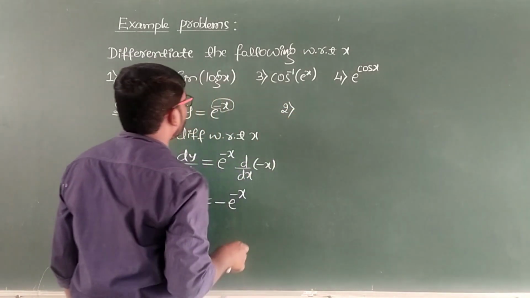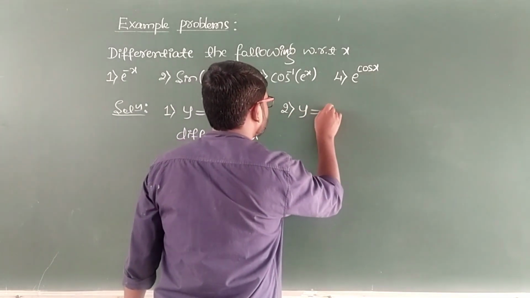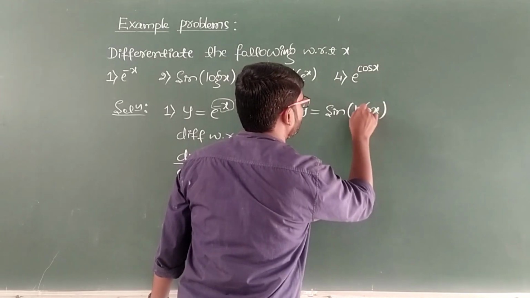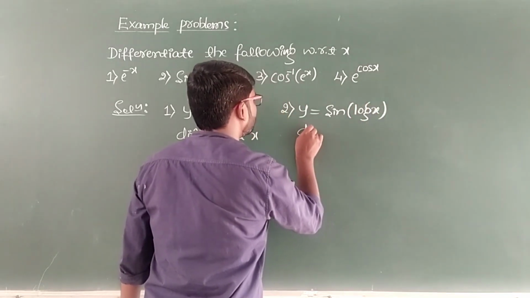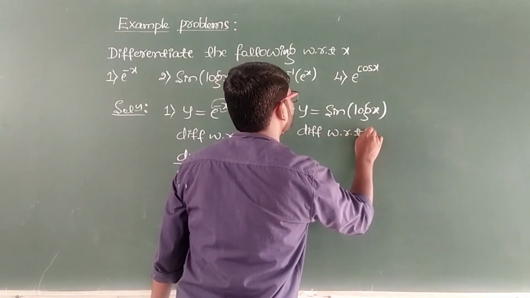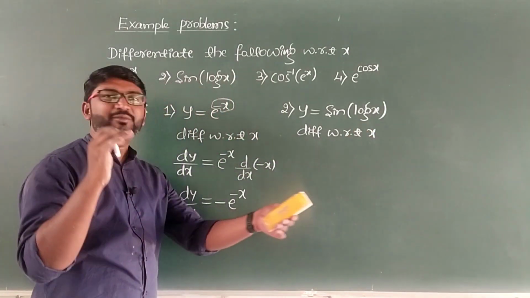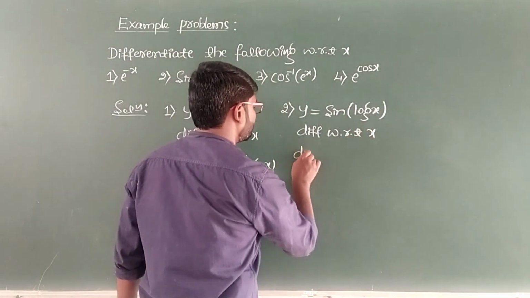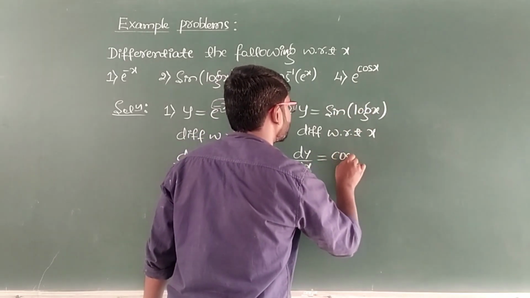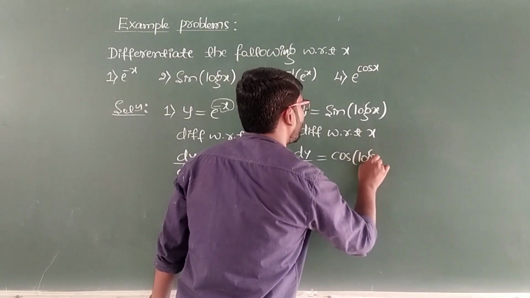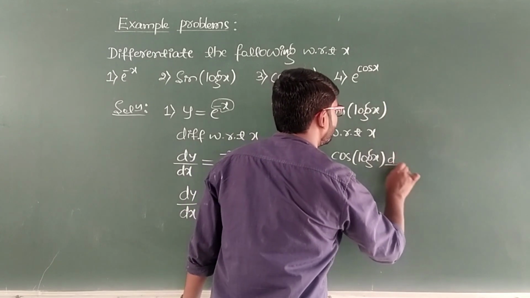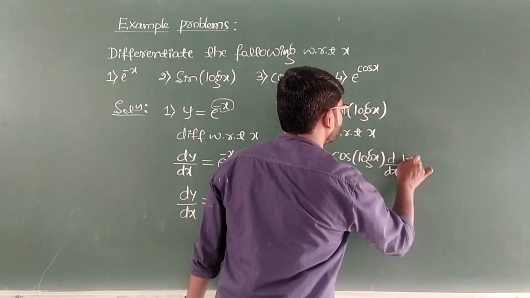Take up question number 2 now. It is y which is equal to sine of log x. Differentiate with respect to x. What do we get now? So we get dy by dx. This is in the form of sin x, so it should become cos x now: cos of log x into derivative of log x, into d by dx of the inside function, d by dx of log x.